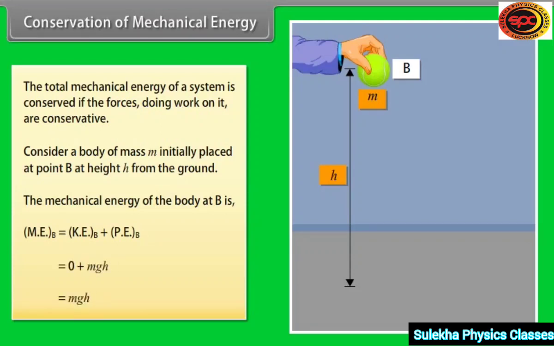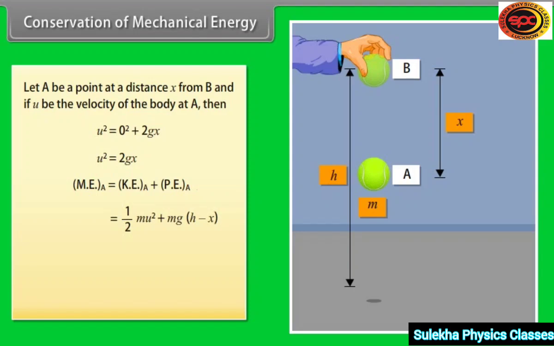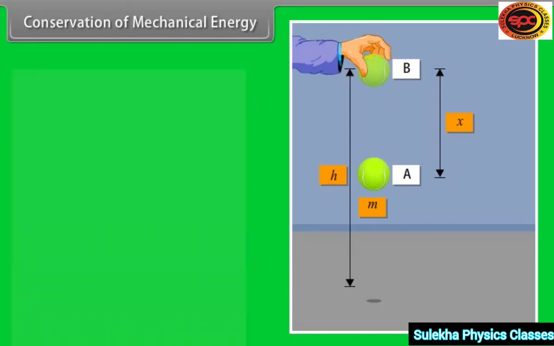This is equal to mgh. Let A be a point at a distance x from B, and if u be the velocity of the body at A, then u square is equal to 2gx. Mechanical energy of the body at A is equal to kinetic energy of the body at A plus potential energy of the body at A. By calculating it, we get the mechanical energy of the body at A is mgh.